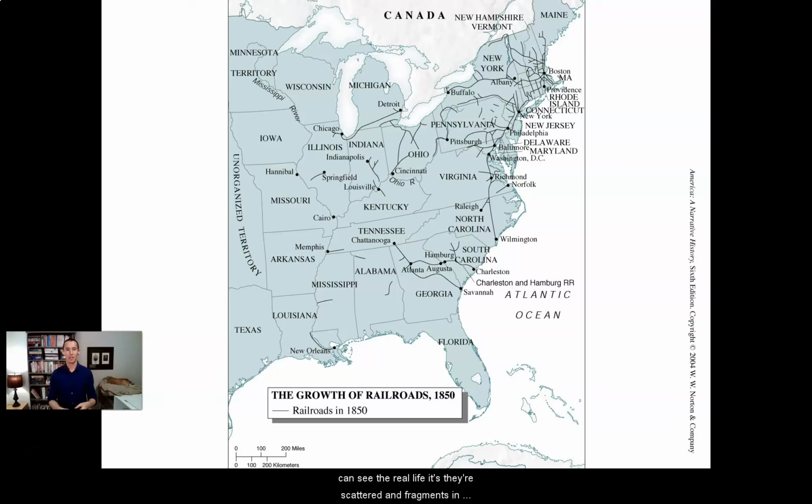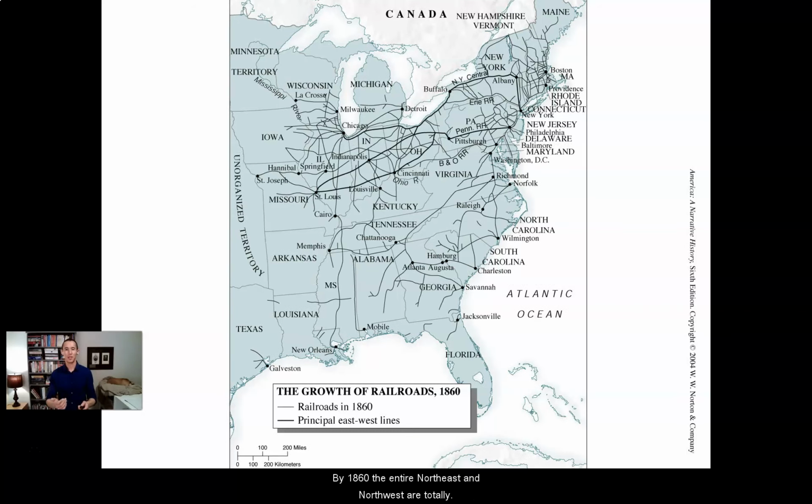So here's the United States in 1850, and you can see the rail lines. They're scattered and fragmented. In the far Northeast, there's the most. In the South and the West, there's not very many. That's 1850. By 1860, the entire Northeast and Northwest are totally connected. So there's more trade between the Northeast and Northwest. This is what will help determine who will win the Civil War.